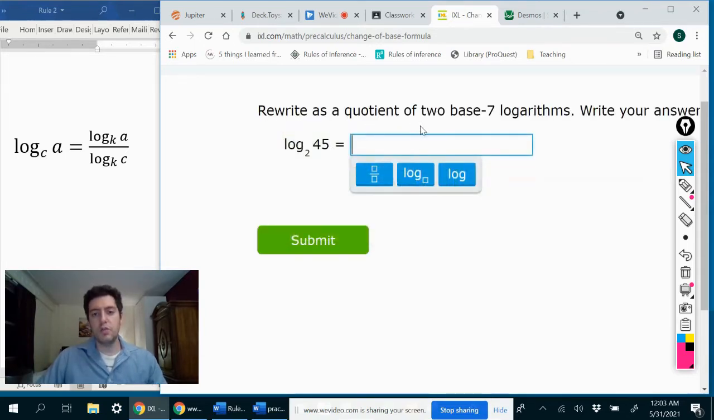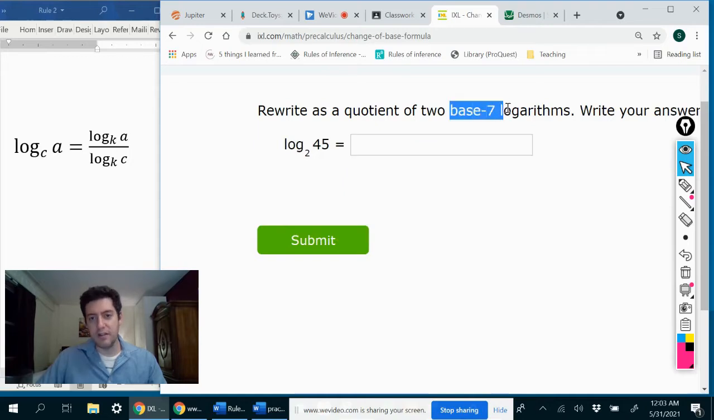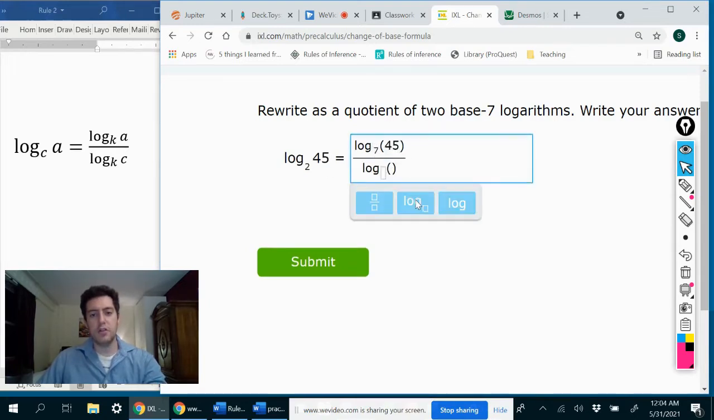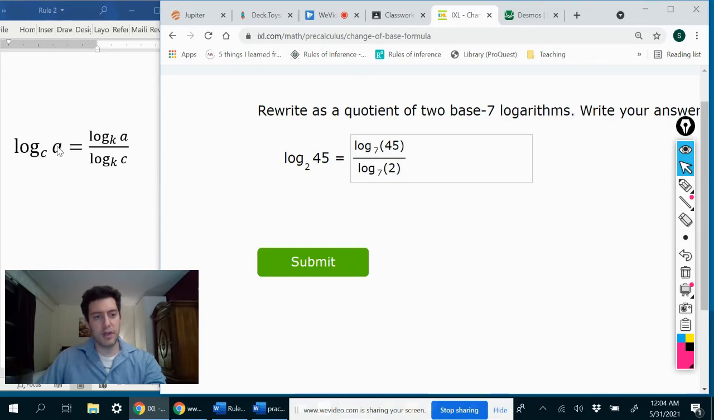Okay, rewrite as a quotient of two base 7 logarithms. Okay, so we'll put the fraction thing here, and now we're going to do the log to base 7 of 45, which is this number here, over the log to base 7 of 2, which is this number over here. So you see, it's pretty simple. Just so in this problem, the a is 45, and we put that over here. The c is 2, and we put that over here. And then we're just basically using any other base except not the base that we want. IXL is telling us what base it wants us to use for this problem.